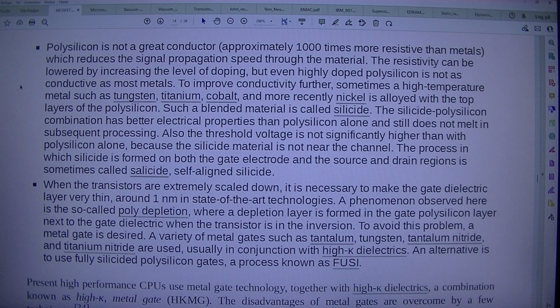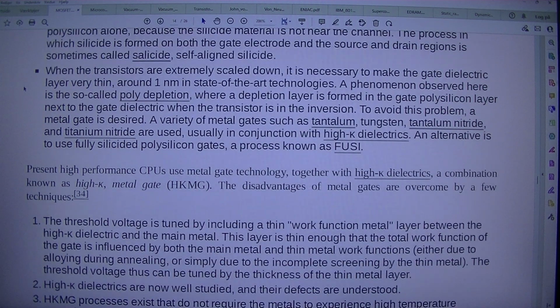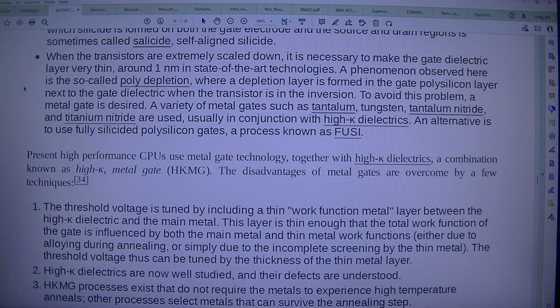When the transistors are extremely scaled down, it is necessary to make the gate dielectric layer very thin, around 1 nm in state-of-the-art technologies. A phenomenon observed here is the so-called poly depletion, where a depletion layer is formed in the gate polysilicon layer next to the gate dielectric when the transistor is in inversion. To avoid this problem, a metal gate is desired.